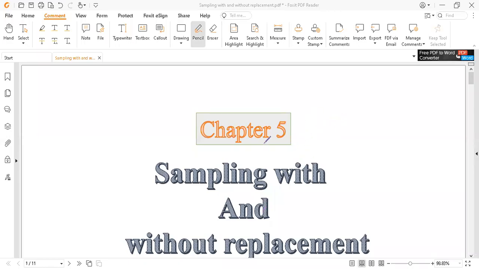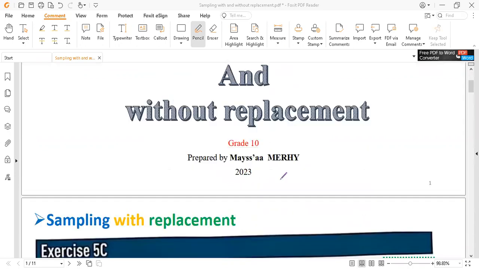Hi, everyone. As a continuation of chapter 5, in this session we will introduce sampling with and without replacement. There is a small difference between them, but the result is clearly influenced by the outcome that occurred in the first event.